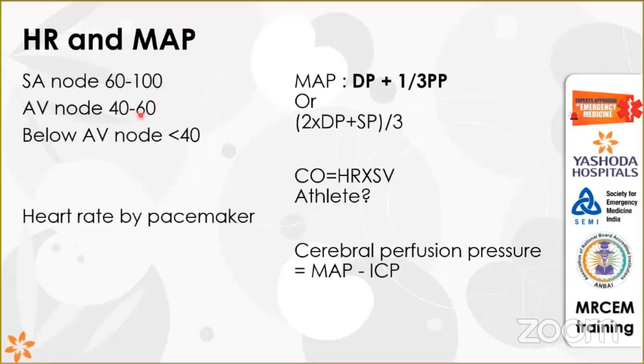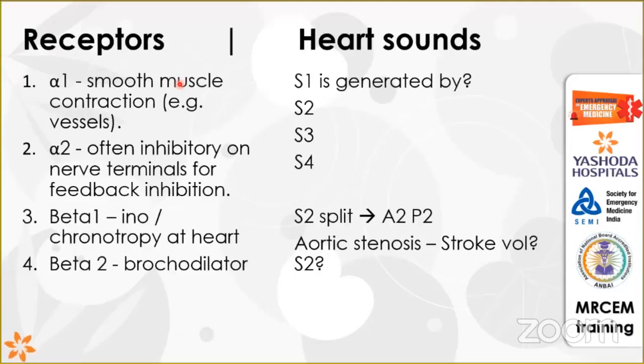Coming to receptors, alpha 1 is at the smooth muscle for smooth muscle contraction. For example, vessels will be constricted. Alpha 2 receptors are inhibitory on the nerve terminals for feedback inhibition. Beta 1 is for inotropy or chronotropy at the heart.